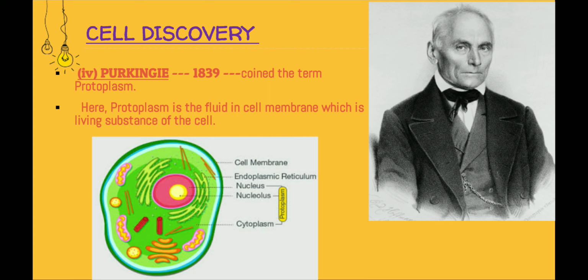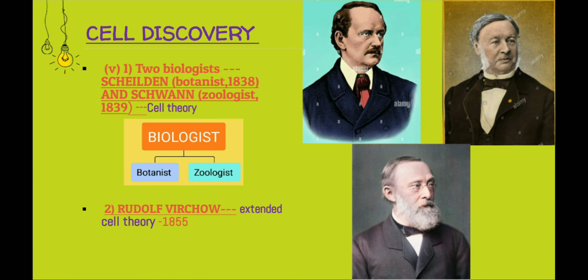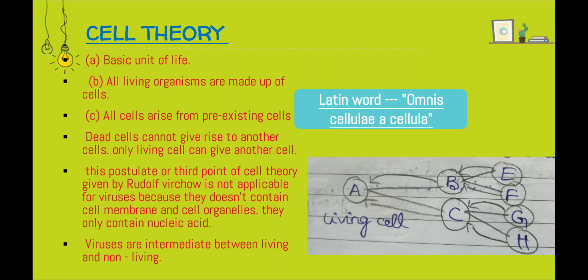Purkinje, in 1839, coined the term protoplasm. We've also seen Matthias Schleiden, the botanist, in the year 1838, and Theodor Schwann, the zoologist, in the year 1839. They discovered the cell theory and gave two points of the cell theory. And again Rudolf Virchow extended the cell theory in the year 1855. Rudolf Virchow is also given the name father of modern pathology.